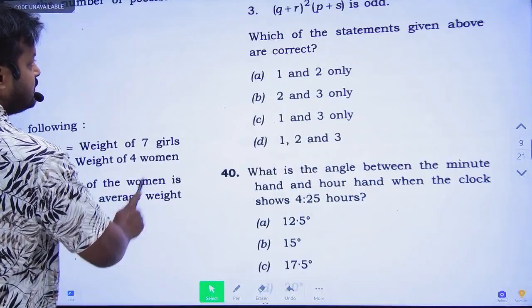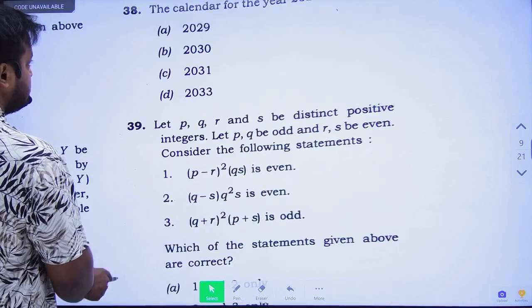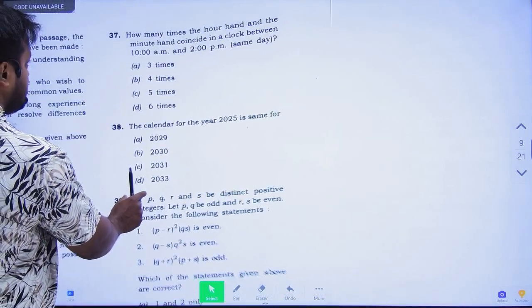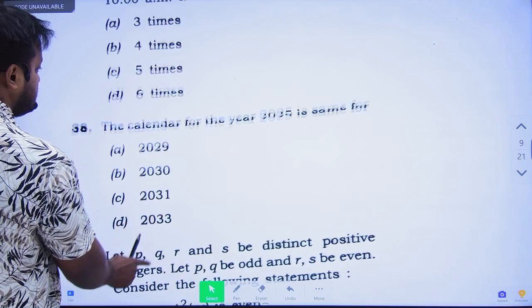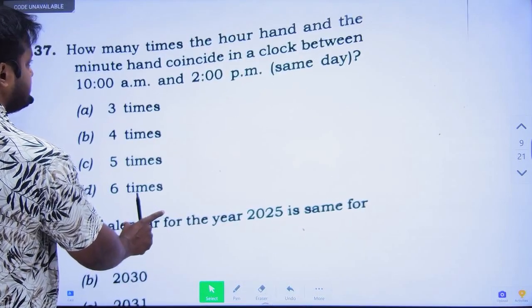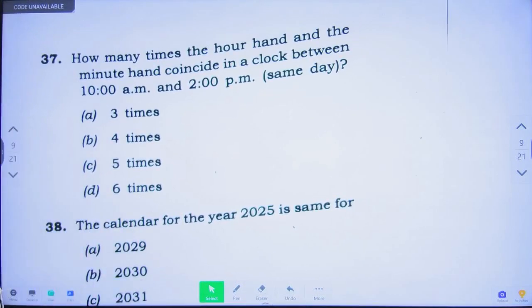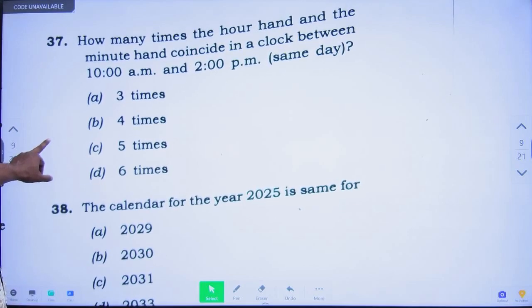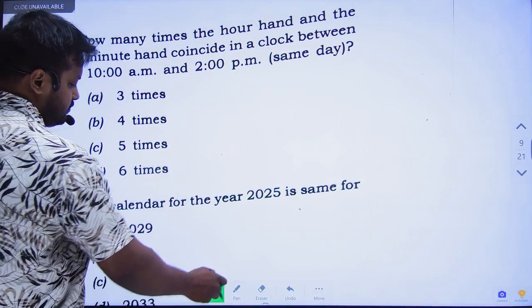36 by 37. Question 37. How many times do the hour hand and minute hand coincide in a clock between 10 a.m. and 2 p.m. on the same day?